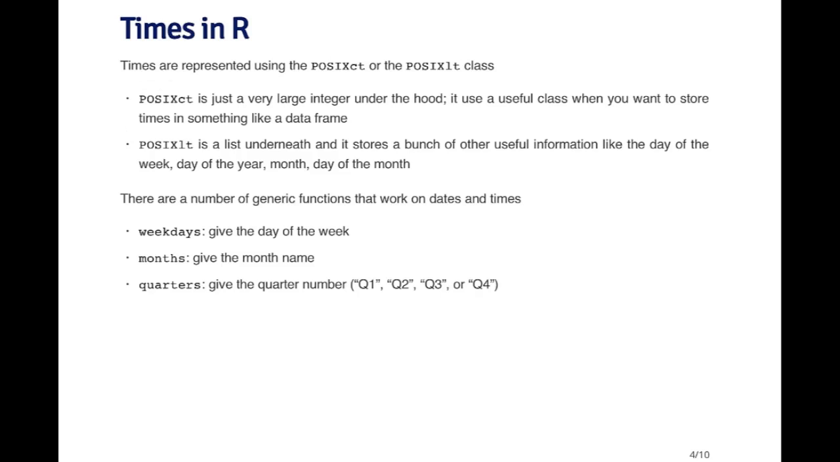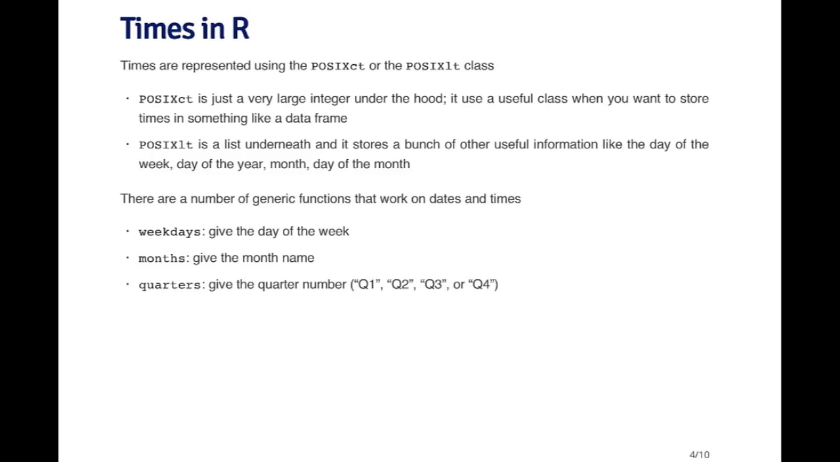Times, on the other hand, are represented as two possible types. One is called POSIXct, and the other one is called POSIXlt. POSIX is a family of computing standards for how things should be done on certain types of computers or how data should be represented. So there's a family of standards for how to represent dates and times, and that's part of the POSIX standard. In the POSIXct class, times are represented just as very large integers. And so it's a useful class if you want to, say, store times in a data frame or something like that, because basically it's like a big integer vector.